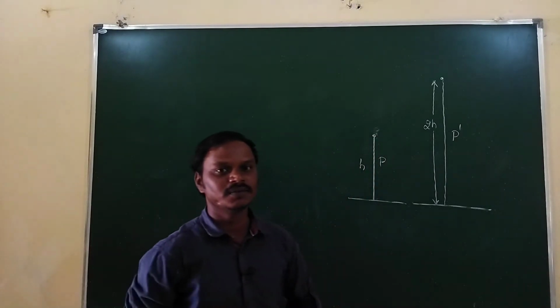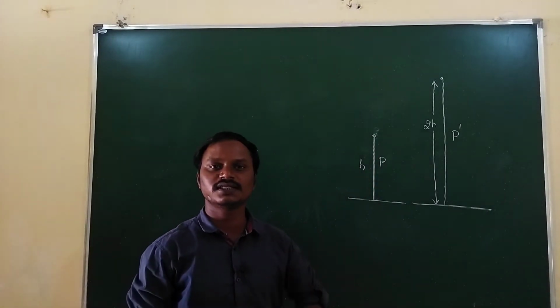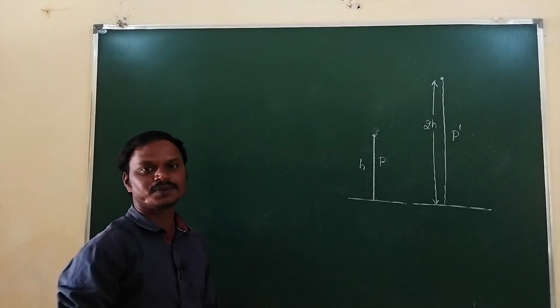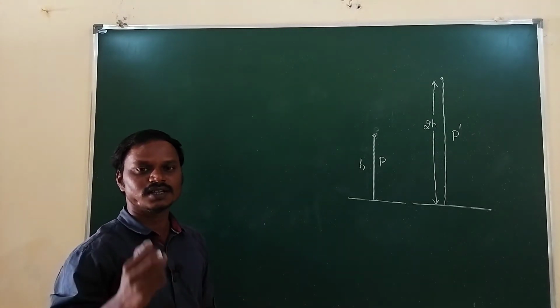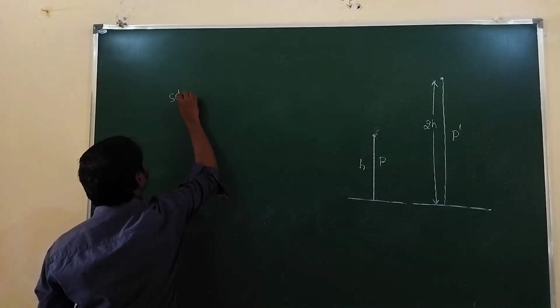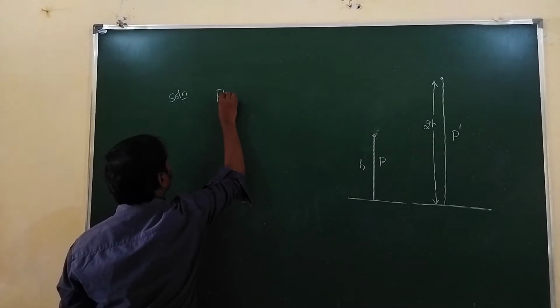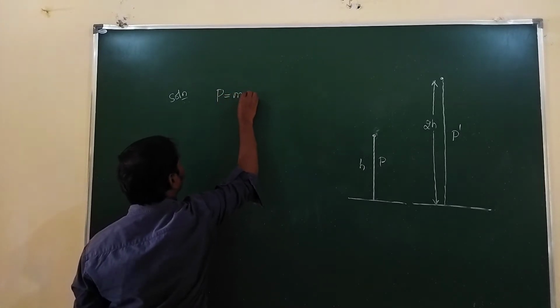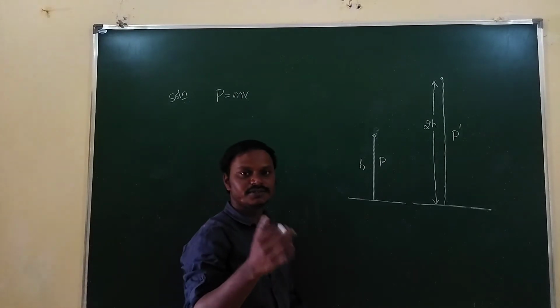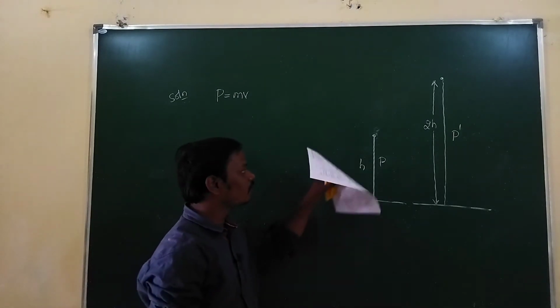Now what is our aim? Our aim is to find the percentage change in momentum. Already we know the expression for momentum: mass into velocity. Solution for the given question: p is equal to m into v. So here we have to express velocity in terms of height.